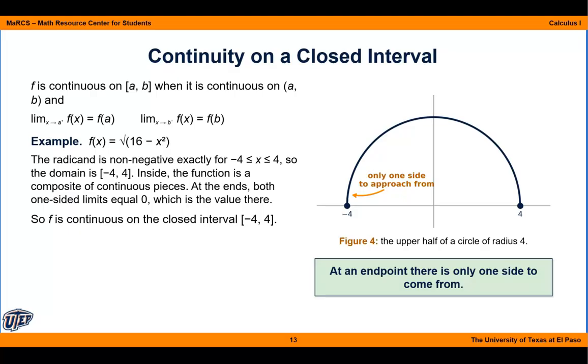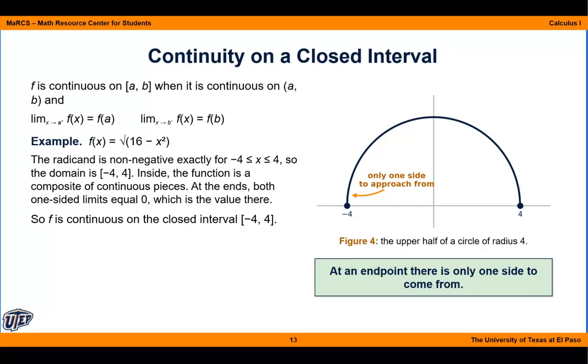Consider the square root function shown on the slide. Its domain is a closed interval from -4 to +4, and its graph is the upper half of a circle with radius 4. At every point inside the interval, the function is a composite of continuous functions.